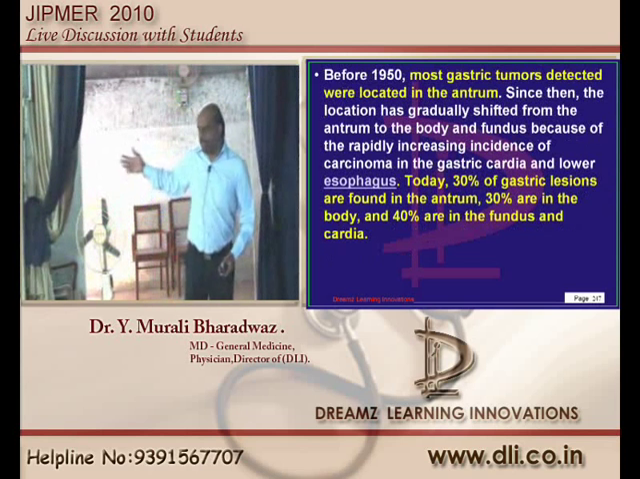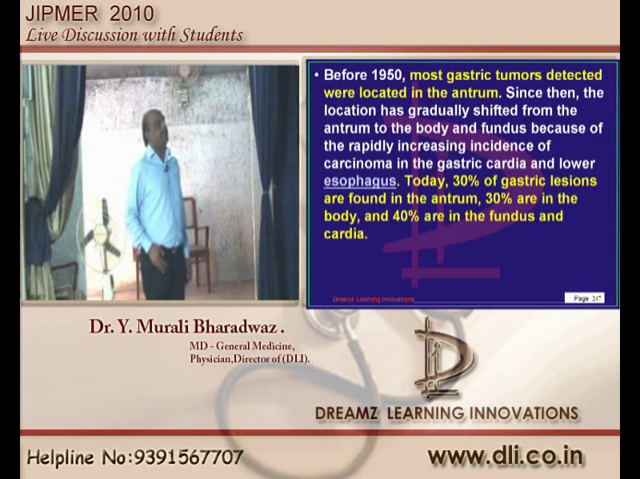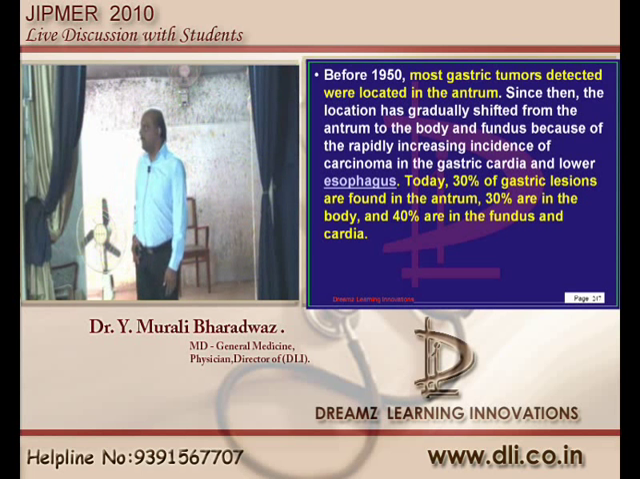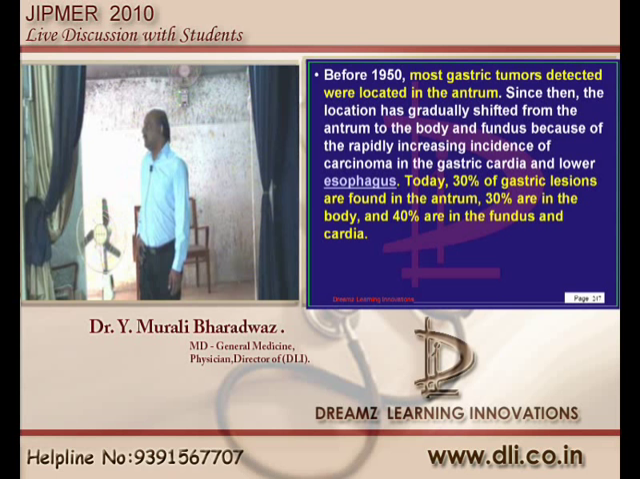Before 1950, most of the gastric tumors were detected in the antrum, but after that, the recent statistics show 40% are in the fundus and only 30% are in the antrum and 30% in the body. So fundus and cardia. Fundus is the most common site of carcinoma of the stomach in the modern era, is what needs to be remembered.